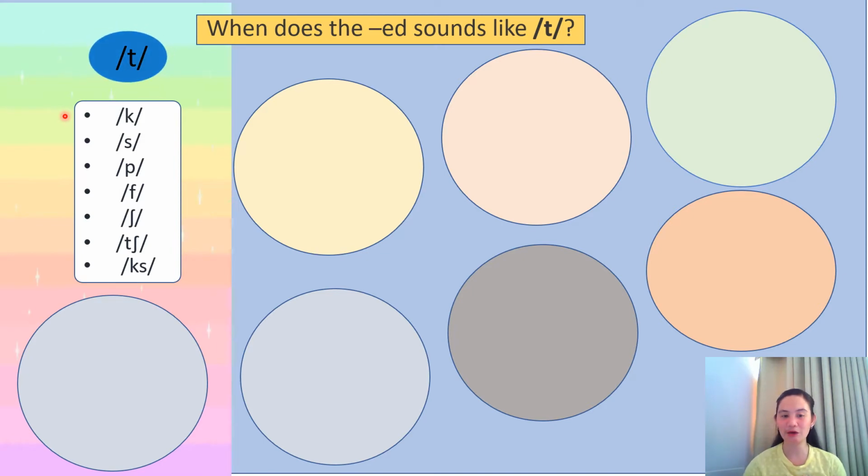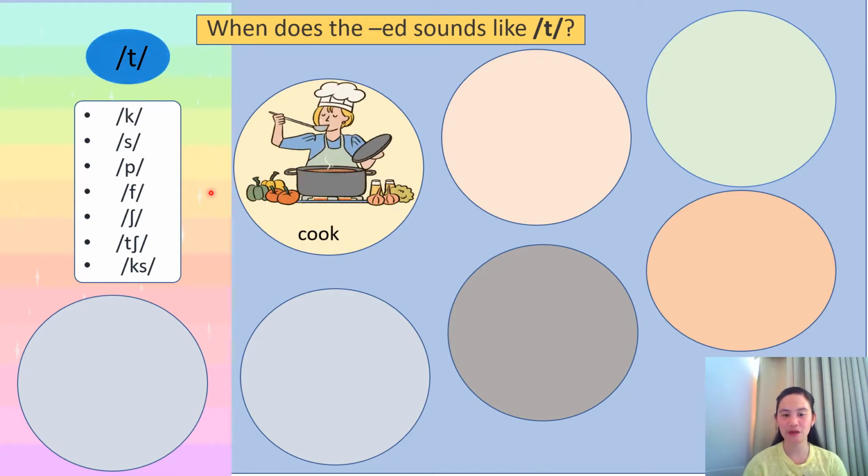Now, the sound of k can be heard in a word like cook. The last sound is k. This is the phonetic translation of the sound of k. Let's add the suffix ed at the end. Cooked. Since the last sound in the simple form of the verb is k, and if you put ed at the end, the ed sounds like t, so we will read this word as cooked.